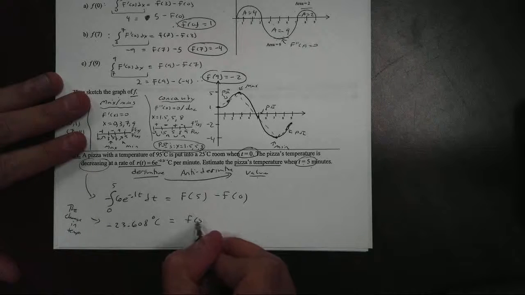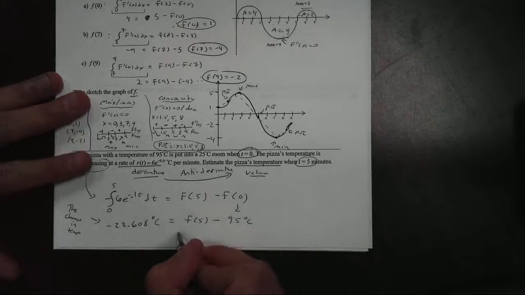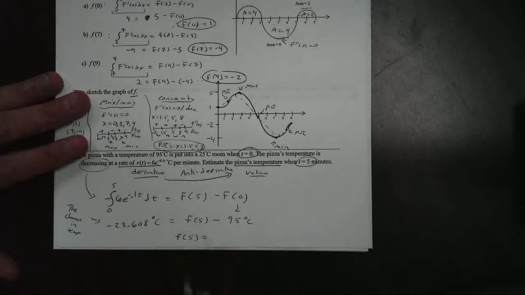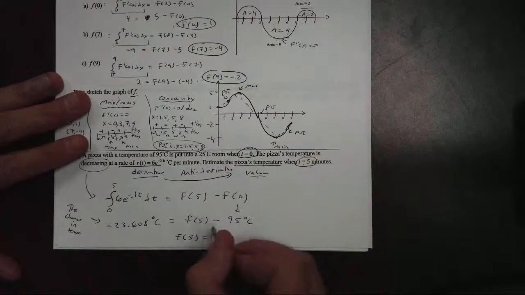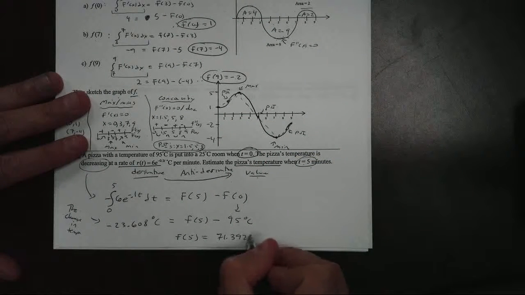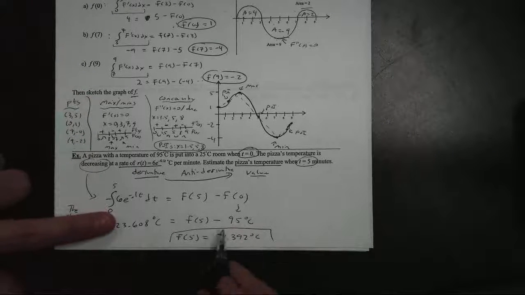That means the temperature decreased in those 5 minutes about 23 degrees. And that's going to equal f of 5, which I want to find, minus the initial temperature, which is 95 degrees Celsius. So I can get the new temperature. If I just use my calculator and add 95 to that, we get 71.392 degrees Celsius.